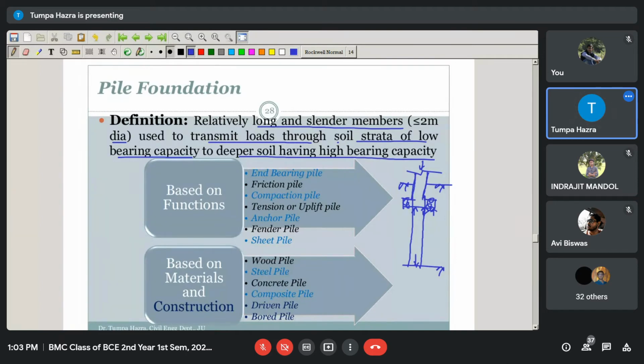Now, pile foundations are classified into different groups based on functions, based on materials used for the construction, or based on the method of the construction.